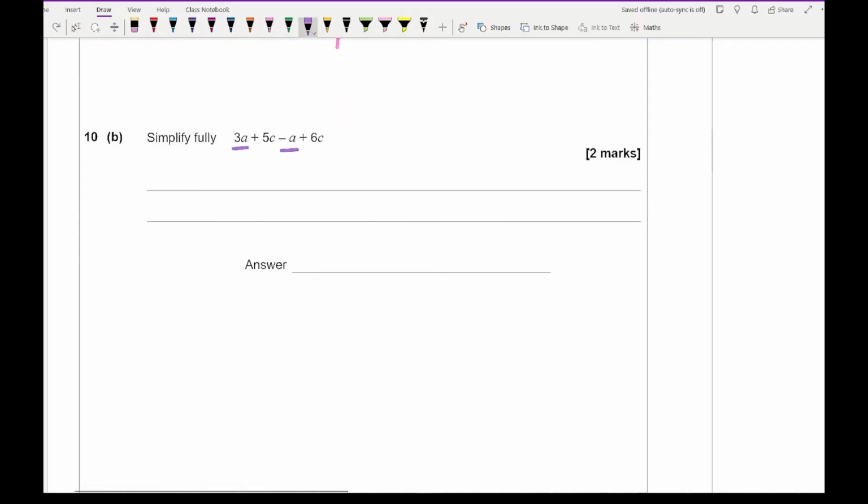For question 10b, we've got to collect the like terms. So we're collecting the a's. We've got 3a take away 1a, which is 2a, and then 5c plus 6c is 11c.